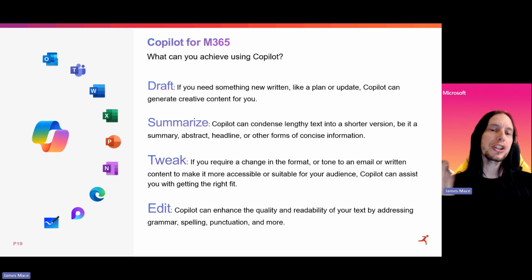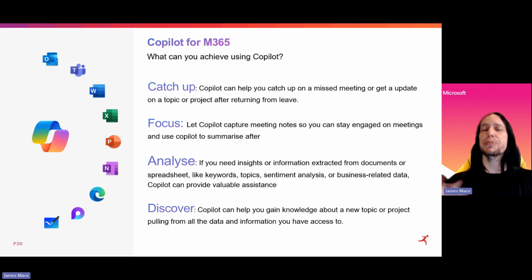So this is a Copilot that you can use to draft content, summarize content, and tweak and change the tone of content that you're creating. You can edit and increase the quality and readability of content. Catch up and summarize is a huge thing, which we'll look at in a minute. Focus on stuff, analyze, discover. All those great bits of functionality are across all of these tools. So we're going to go on a bit of a whirlwind tour, but keep all that in mind for each of these tools as we go through here.